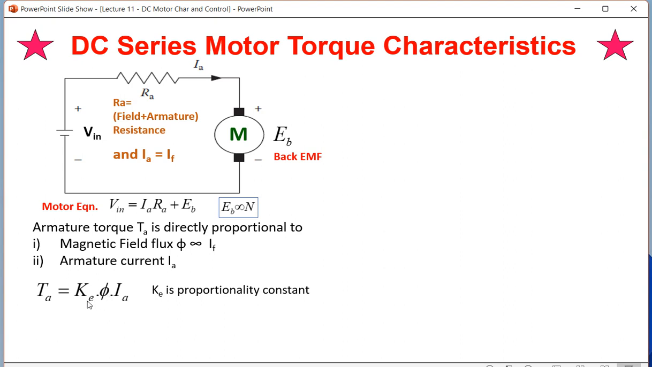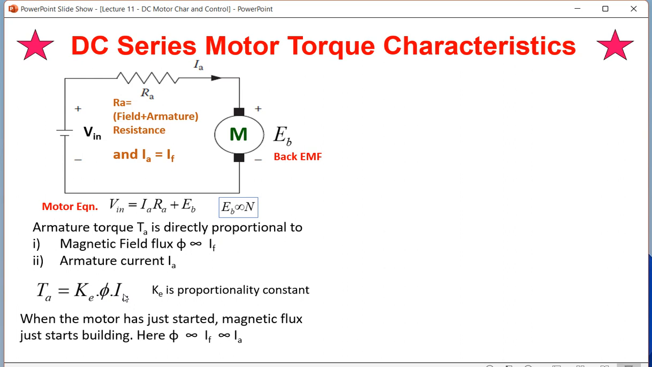KE is a proportionality constant. So in case of a series motor, armature torque is a function of field current as well as armature current. Now field current is proportional to phi and armature current is given by IA, but in case of a series motor, what we are finding is phi is directly proportional to IF and IF is directly proportional to IA, because there is only one current in the series DC motor. So IF is equal to IA. So what we can say is that TA is equal to KE into IA square, which we are showing here.